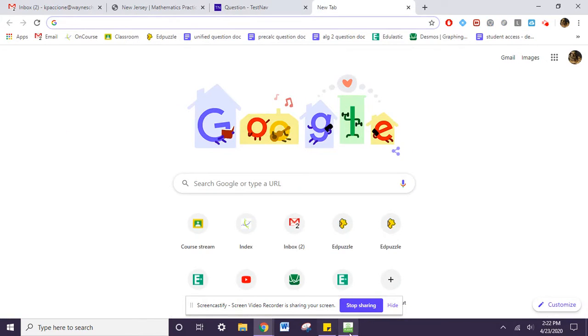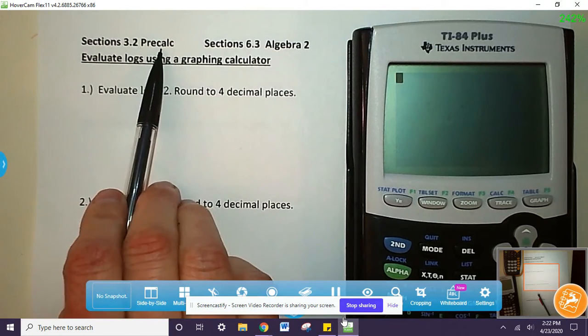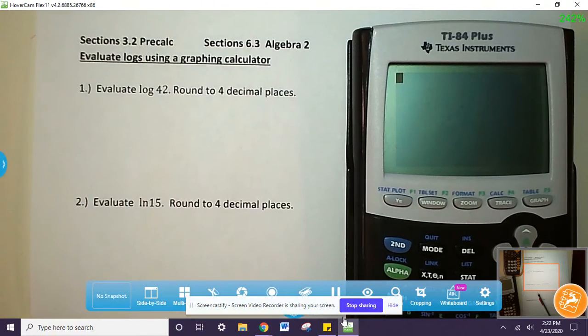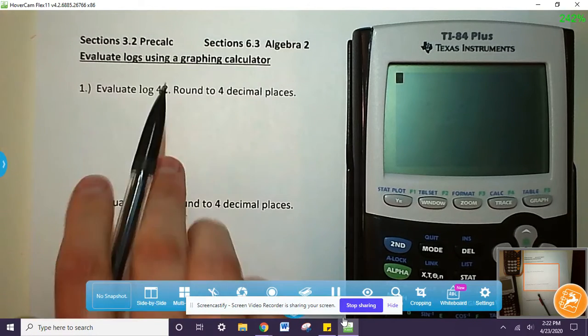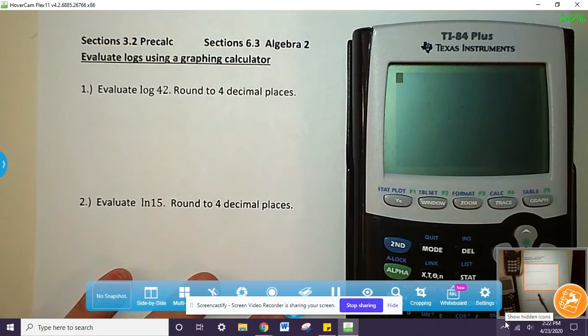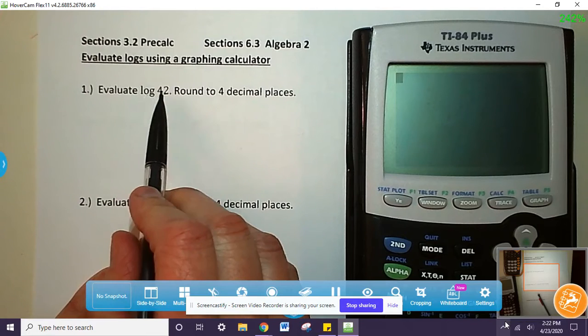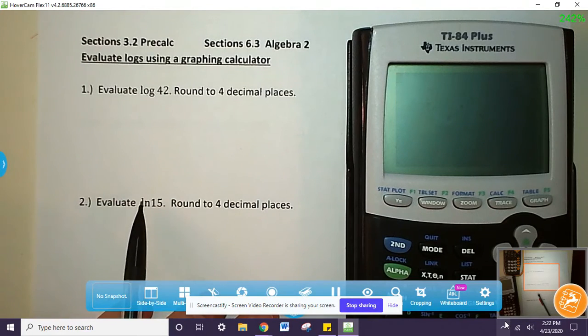So what we're going to do is work in section 3.2 to start if you're in pre-calc. This is section 6.3 if you're in algebra 2. The first thing we want to do is evaluate some logs. First is log of 42. To evaluate the log of 42, you just want to use your log base 10 button, because there's no base written. When we get to number 2, that's natural log, base e, because it's ln.